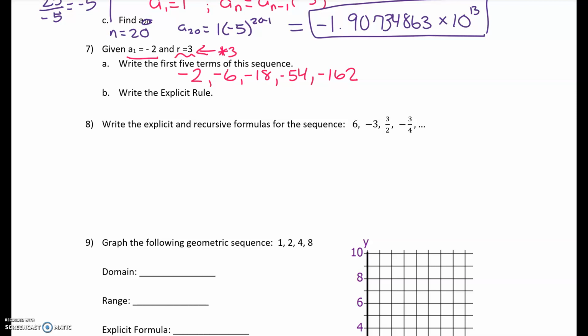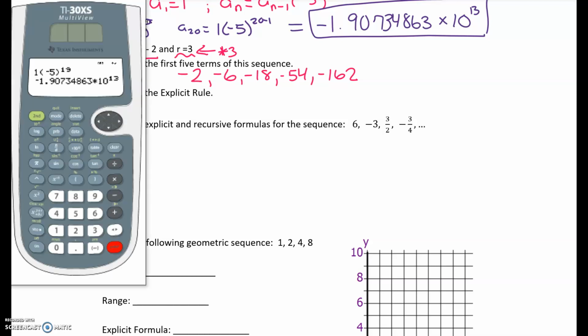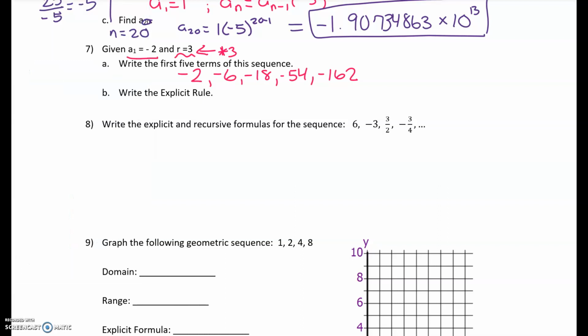Okay, you can do that right on your calculator. Just take your -2, multiply it by 3. Then take that answer and multiply it by 3. Take that answer, multiply it by 3. Notice we're getting the same set of numbers that we just did. Okay, and you need to make sure that we do have 5 numbers. So you'll see that we do have -2, -6, -18, -54, and -162. That is the first 5 terms.